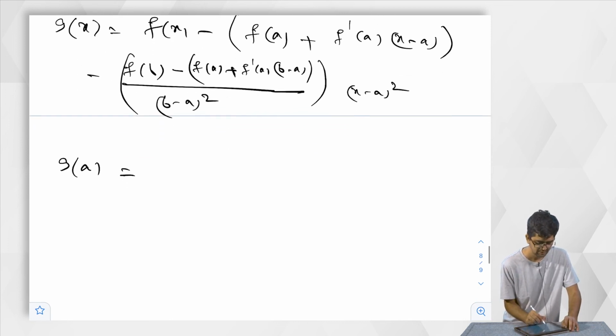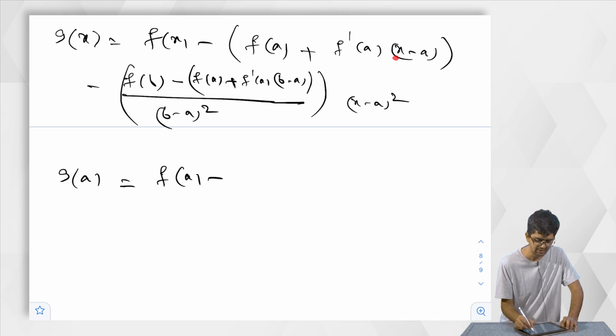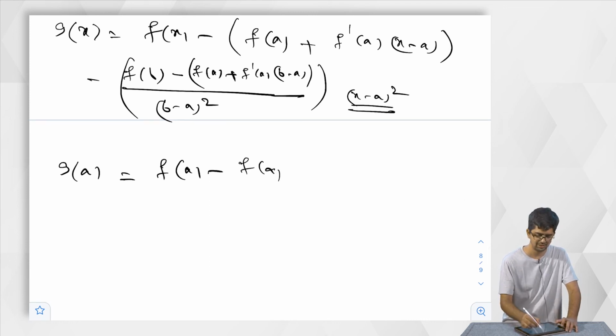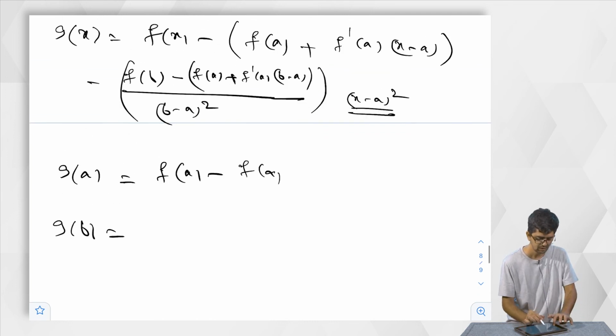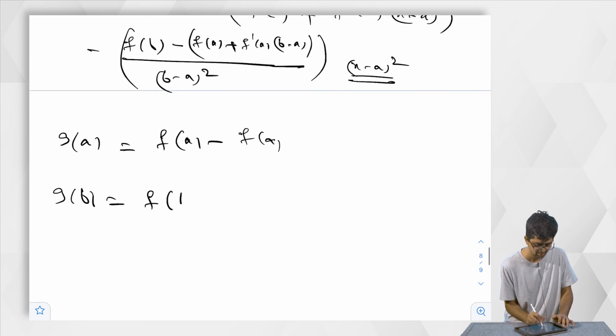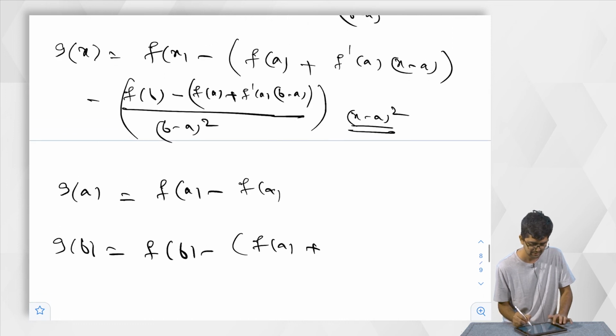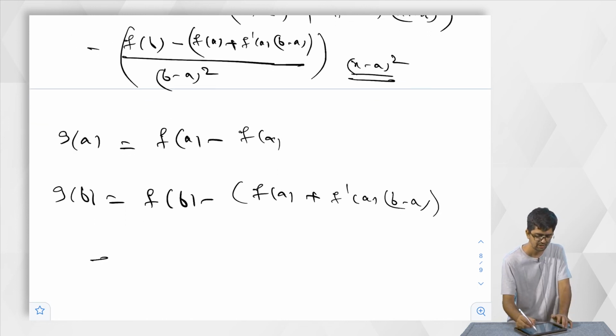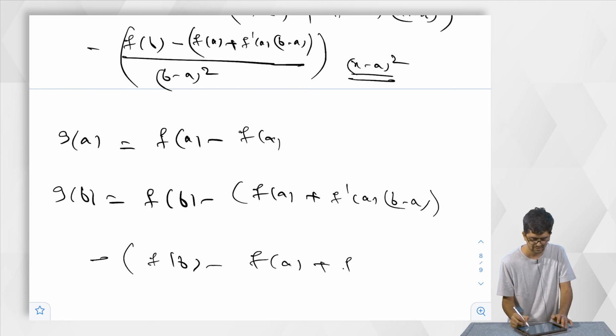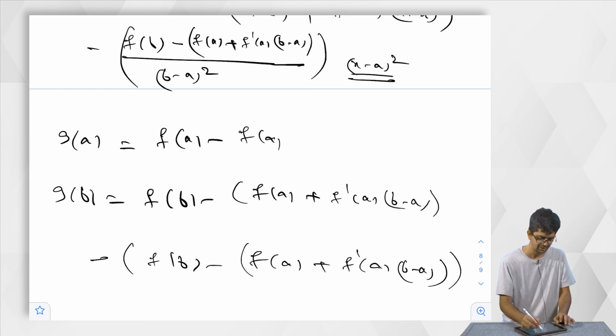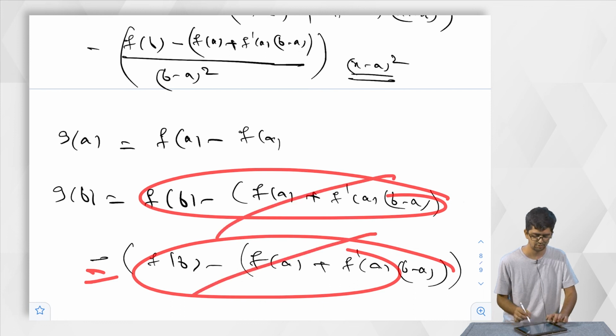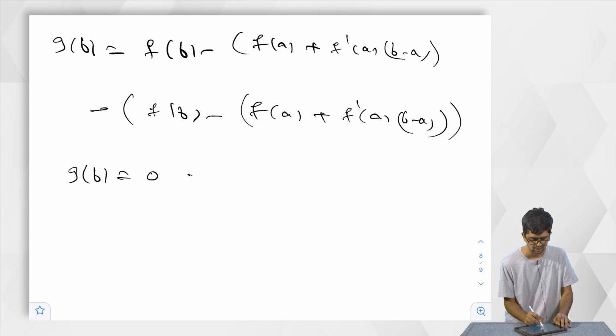Let us check what is g of a. G of a is f of a minus, this is a minus a, 0, so this is not there, this is simply f of a minus f of a, again a minus a is 0, and irrespective of what this is, this is just 0 and this is 0. Now what is g of b? This is f of b minus f of a plus f dash a times b minus a, minus, x is equal to b, so b minus a squared, this gets cancelled, and what we have is just f of b minus f of a plus f dash a times b minus a, and as you can see these two are the same but with a minus sign, so those two get cancelled and we have 0. So g of b is 0, we have seen g of a is already 0.